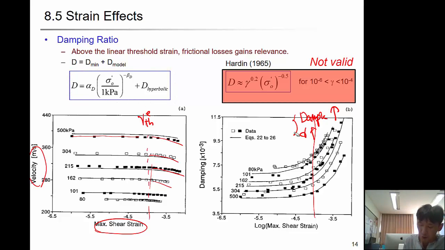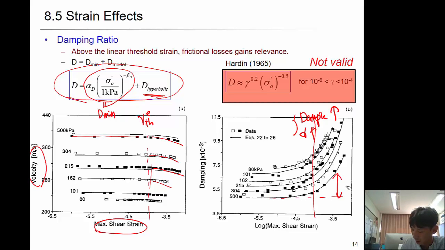So then when you describe this kind of experimental trend with some mathematics, you can use the hyperbolic model. So this will allow you to get the D mean. And the hyperbolic model itself starts with 0 when the shear strain is very small. So it's going to add up to get the damping ratio increase by this much. So this is by D height, and this is by D mean.